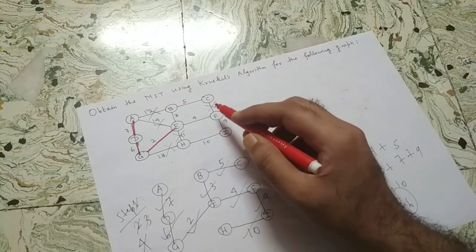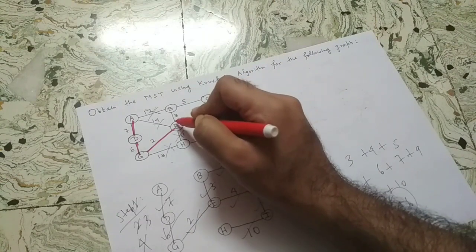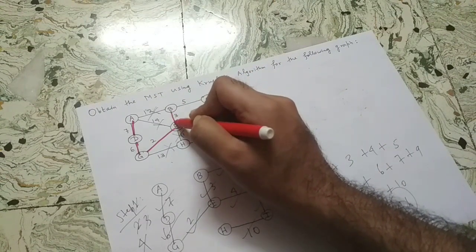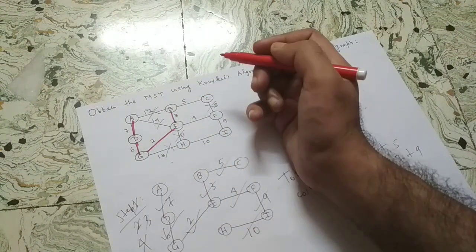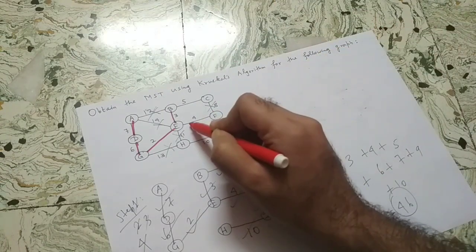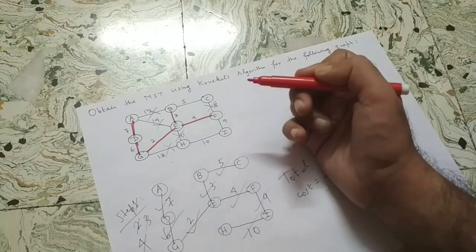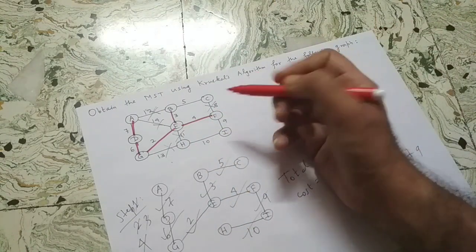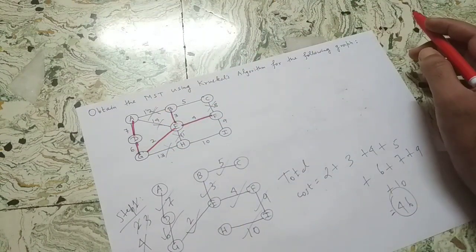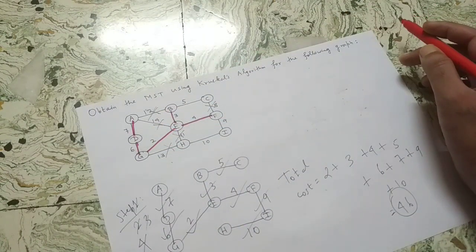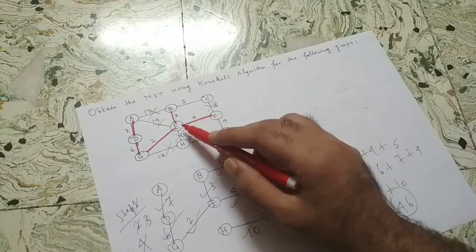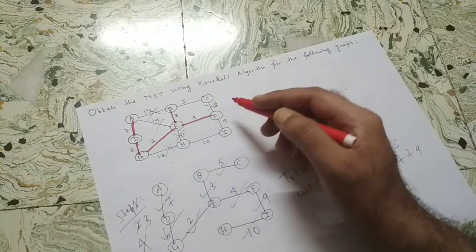Now, out of these edges, which one should I add? In fact, I should have added 3 before, right? I should have added 3. And then I think I should have added 4. Yes, I should have added 4. And then I should have added 6 and 7. I think I just made one slight mistake. Anyway, all these edges will be there as it is.